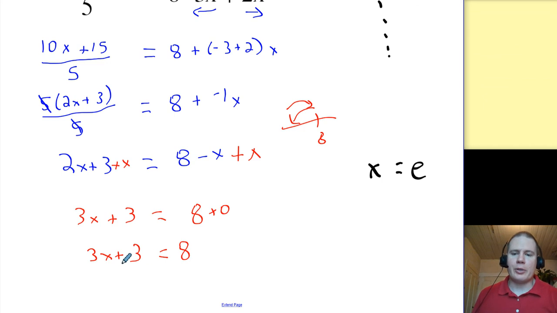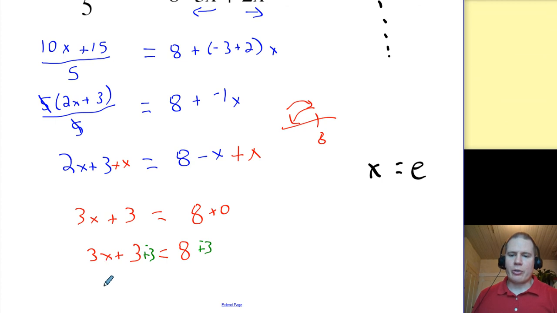Now I want to keep on doing that because I want to get rid of this 3 term. I just want my x term on the left. So bring in a new color. The opposite of adding 3 is to subtract 3. Or we could add a negative 3. Makes no difference, right? The point is, I'm introducing this new operation of moving to the left 3 to counteract the original operation of moving to the right 3.